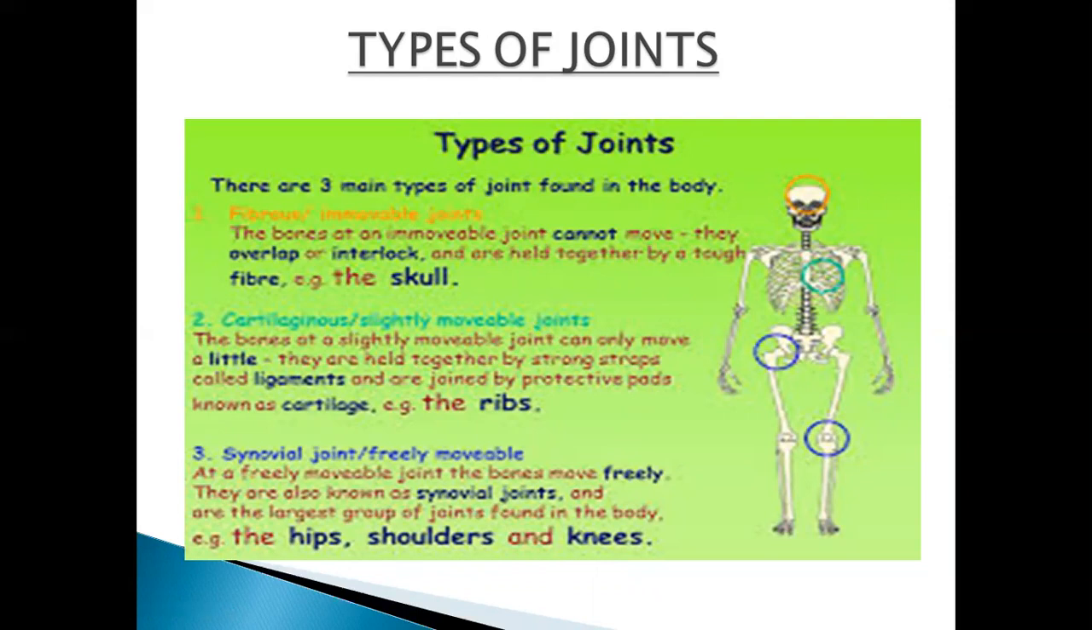So they don't have a joint cavity here, because they are immovable. Besides this, you can say that the gap between the bones may be narrow, and that's why they are unable to move. They overlap or interlock and are held together by a tough fiber. The skull is an example. Besides the skull, what comes to your mind?